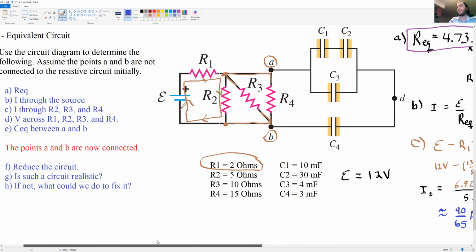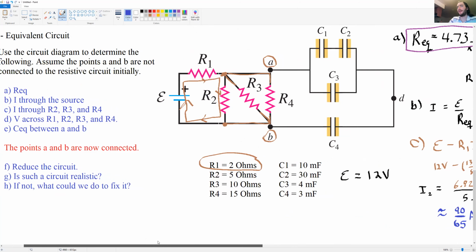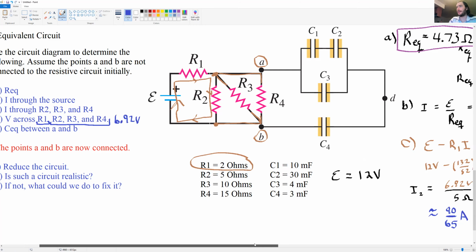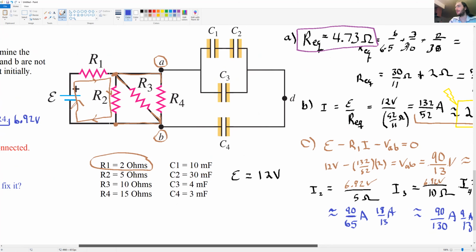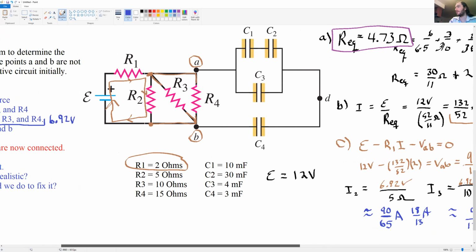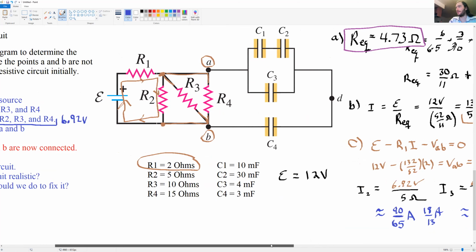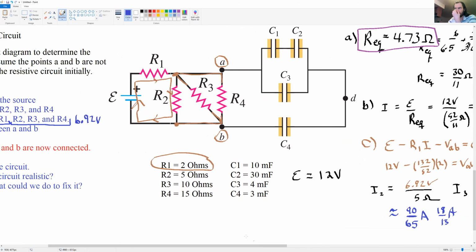Now, part D, we kind of already answered part D. We answered part D for R2, R3, and R4. That's that 6.92 volts. And then we kind of also answered it for R1 as well. R1 is simply I times R1, the original I that we got. That's the 132 over 52 times 2. So 264 over 52, or like 132 over 26. 132 over 26, which is approximately what?